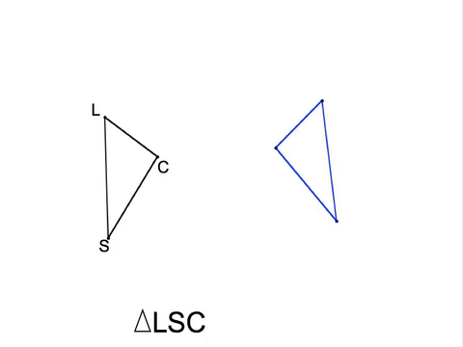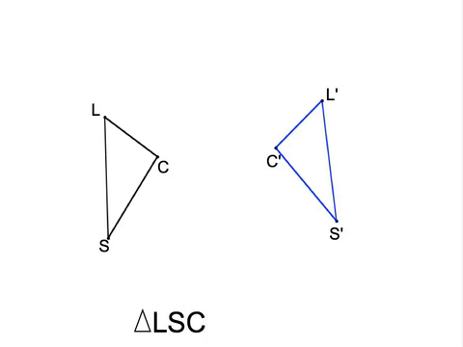It's blue, but it is the same size and shape as the black triangle. The blue triangle and the black triangle are congruent triangles. Because they're congruent, there's a relationship, and we label the blue triangle's vertices as L with an accent mark, S with an accent mark, and C with an accent mark, but we call them L prime, S prime, and C prime.